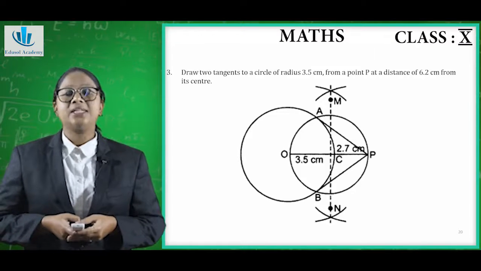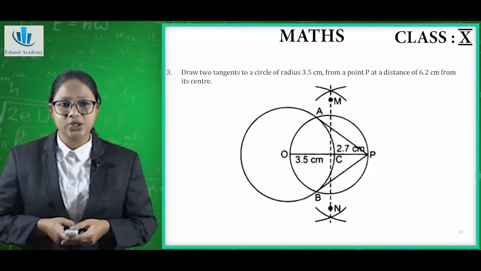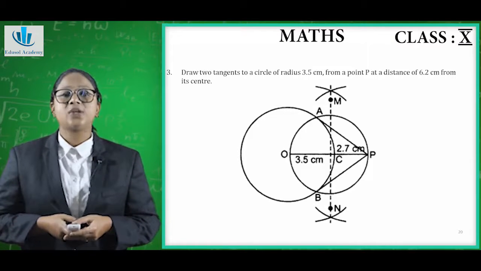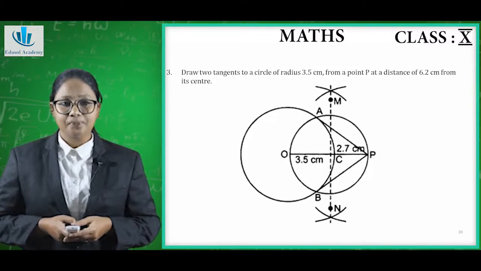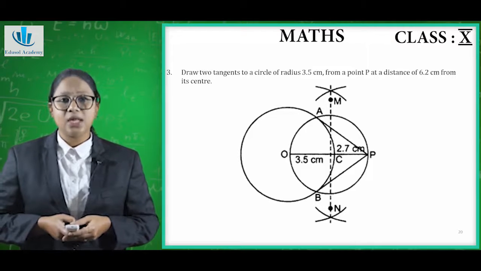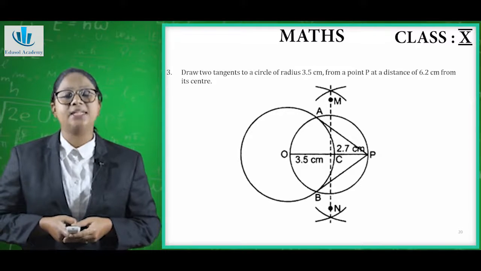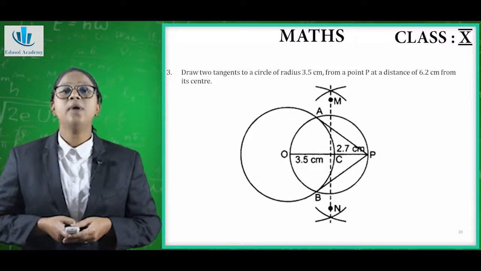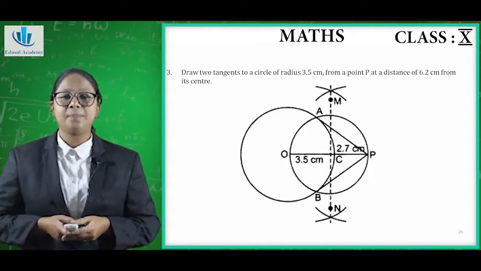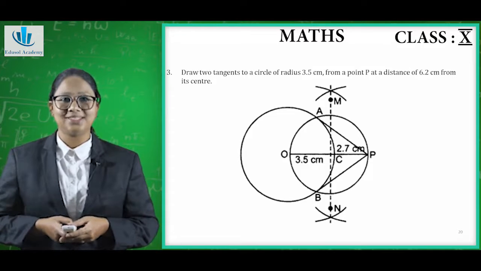Now draw or construct the perpendicular bisector to PO and name the point of bisection as C. With C as center and OC as radius, construct another circle. Now the points where the two circles meet, let those points be A and B, and now you may join PA and PB. So PA and PB are the required tangents.